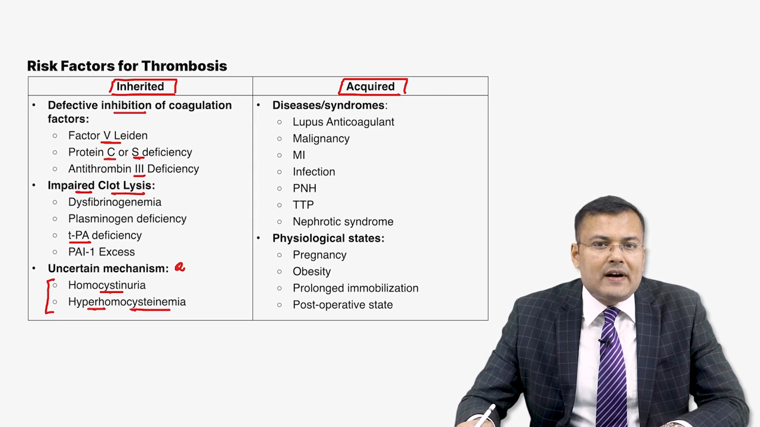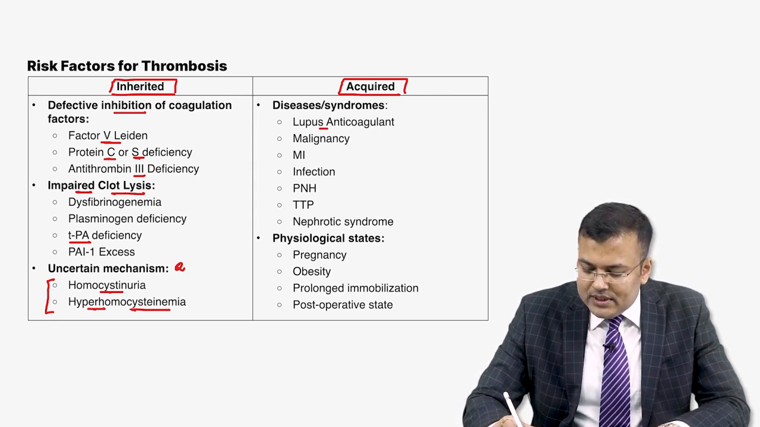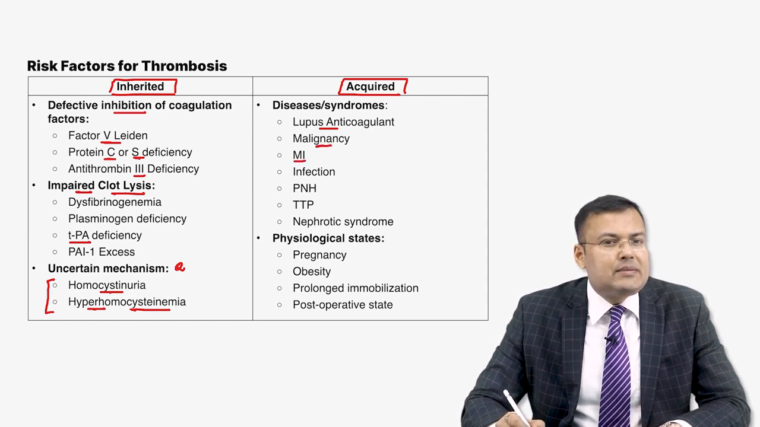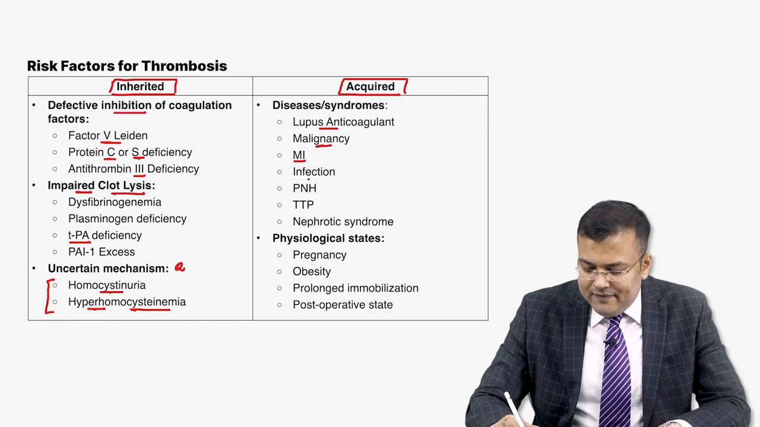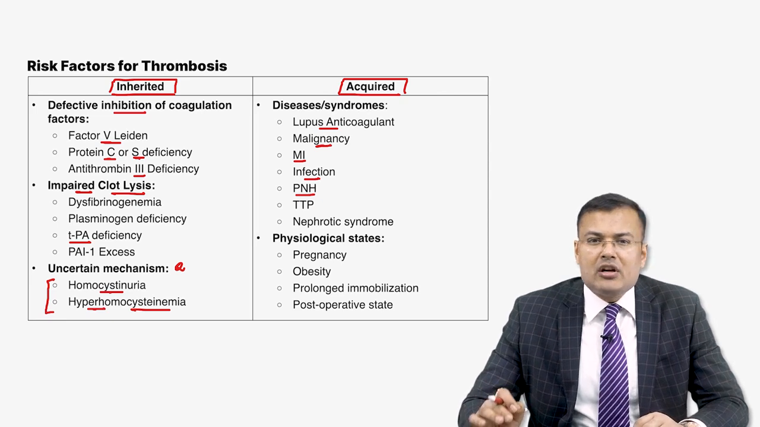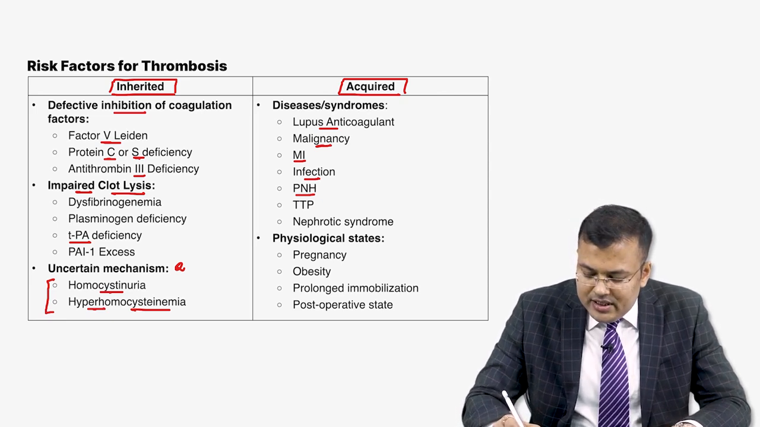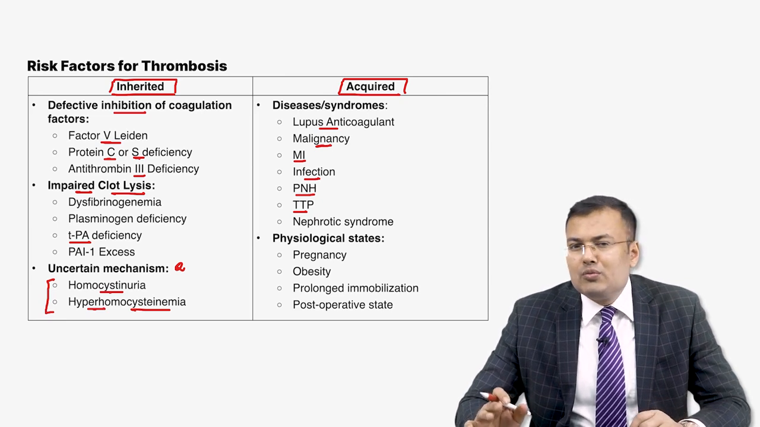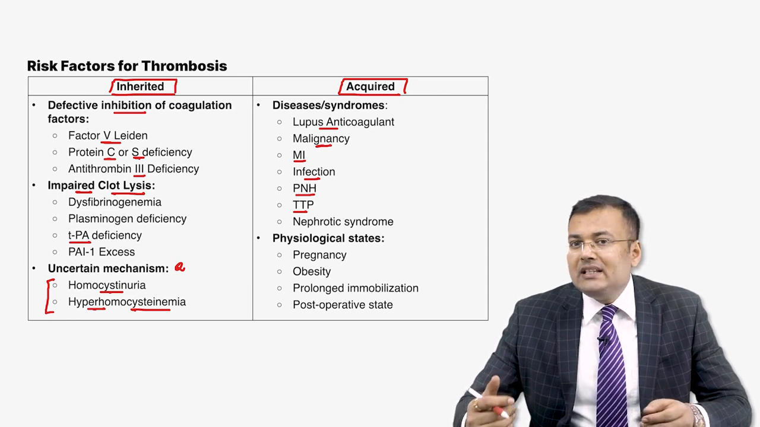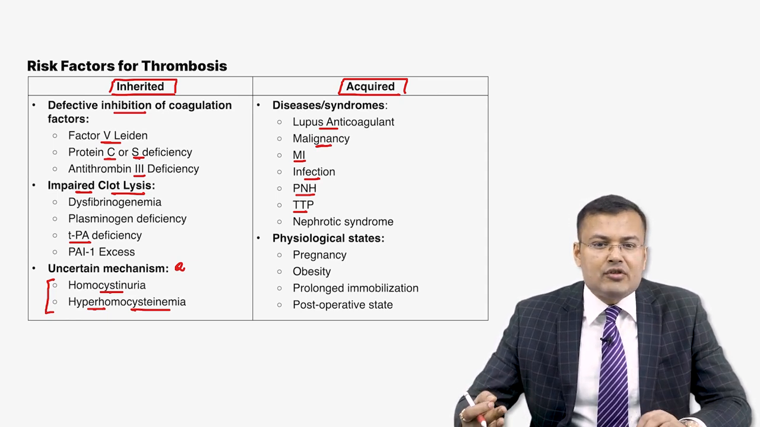Now see the acquired factors. If patient is having lupus anticoagulant, or patient is suffering from some malignancy, there is myocardial infarction, there is PNH. What is the full form of PNH? Paroxysmal nocturnal hemoglobinuria. TTP, that is thrombotic thrombocytopenic purpura, or the patients who are having nephrotic syndrome. In all these cases, there is increased risk of thrombosis.